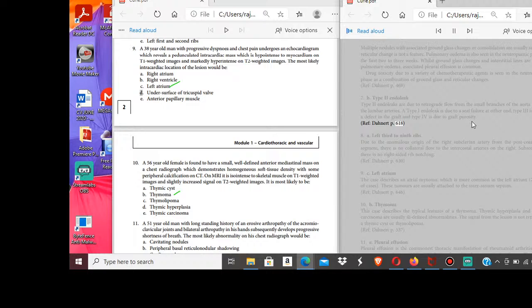8A. Left third to ninth ribs, due to the anomalous origin of the right subclavian artery from the post-coarctation segment. There is no collateral flow to the intercostal arteries on the right. Subsequently, there is no right-sided rib notching. Ref. Dähnert, P. 630.